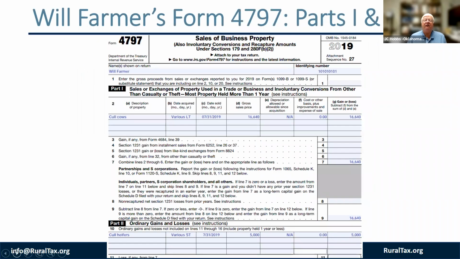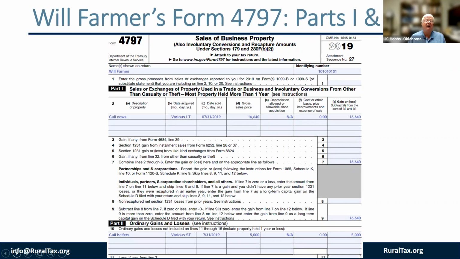Now let's play with the 4797. So here we've got the cull cows. They were long-term investments that were held more than the 24 months. Consequently, the gross sale price, there's no depreciation allowed because they were raised. That full $16,640 from the sale of those cull cows is taxable. So we're looking at the total of lines 2. Since I only had one line here, that's very simple for us.